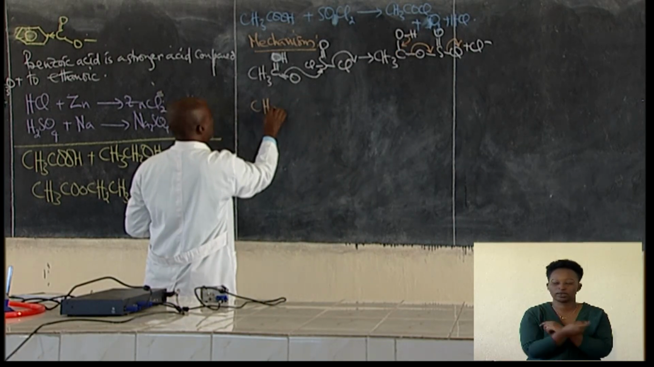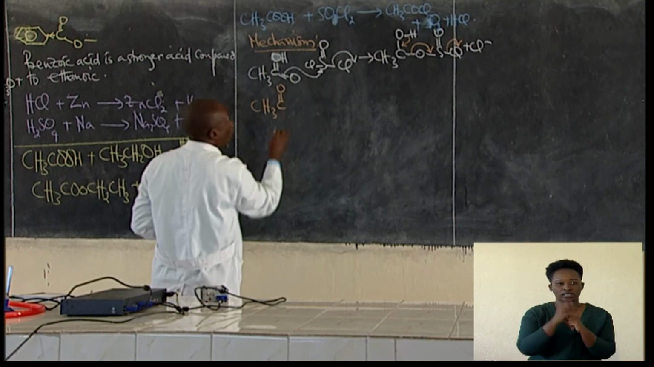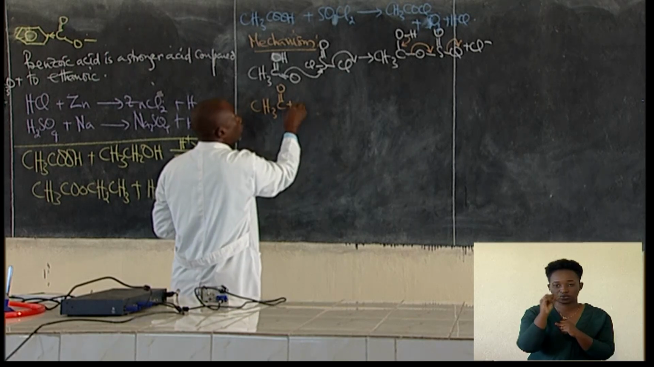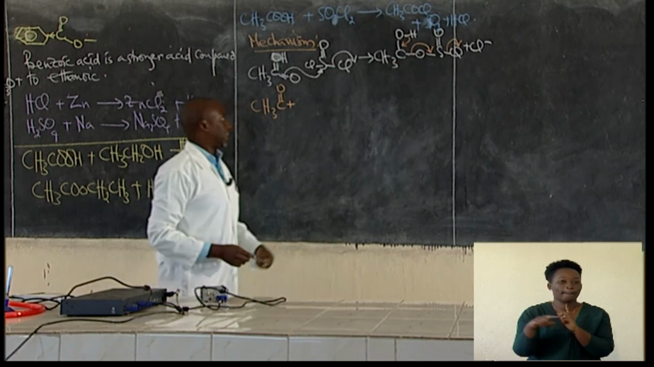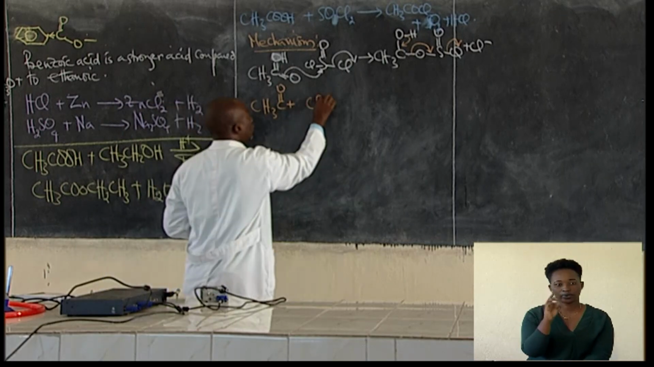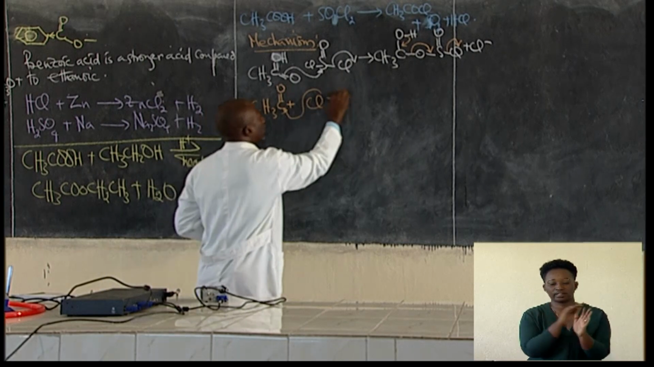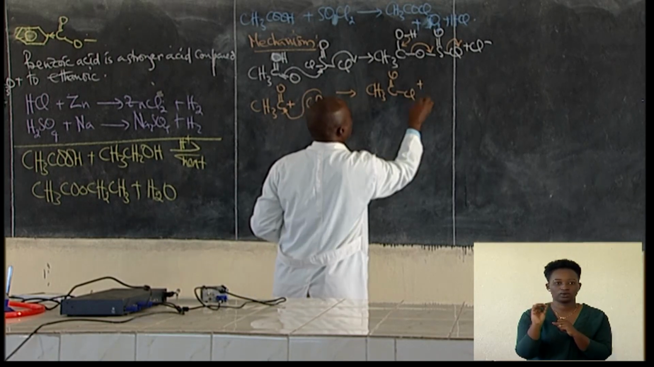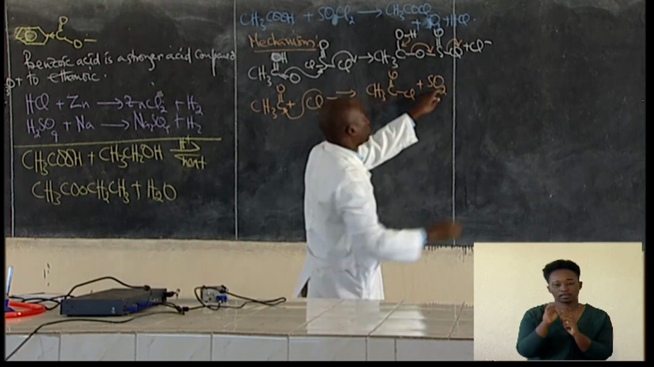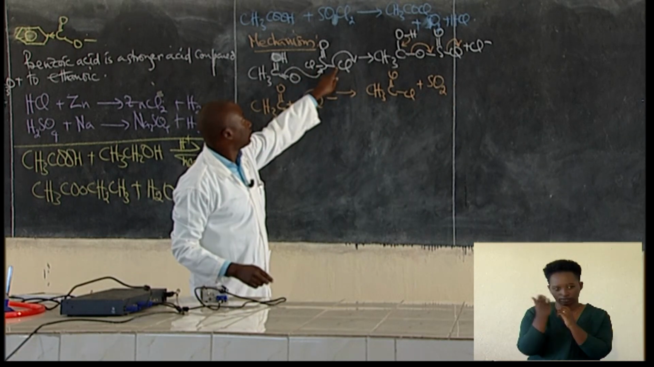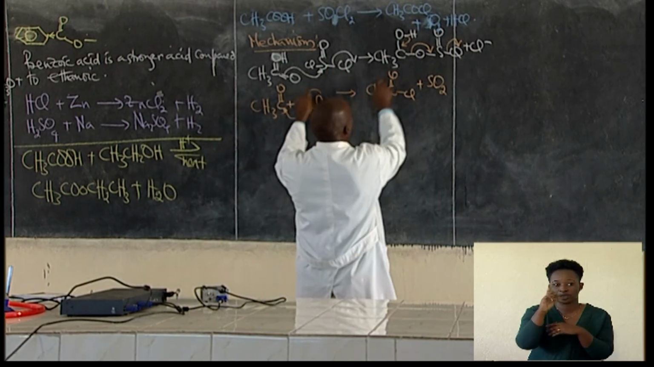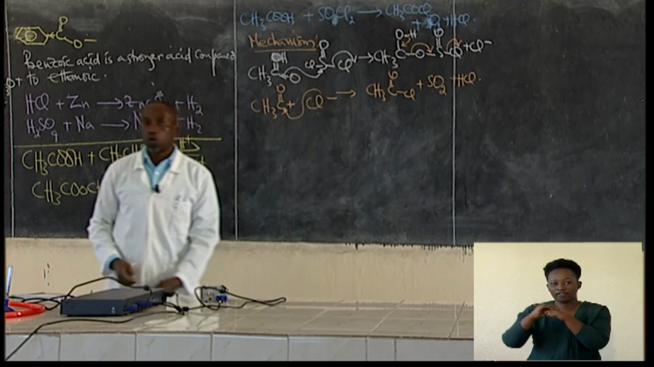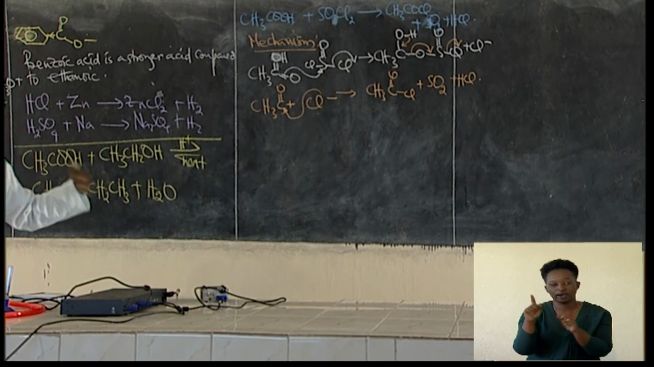So this forms CH3, C, oxygen. The hydrogen has been removed, so you'll have this one forming a positive charge. So the chloride with the negative charge is a nucleophile. This one will attack, and then it forms CH3COCl, plus sulfur dioxide, which has been formed. The chlorine that has been formed there with the hydrogen, because this hydrogen has been removed, will form hydrogen chloride as the gas. So the same mechanism also takes place.